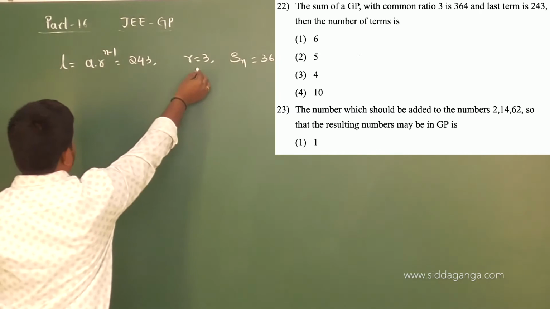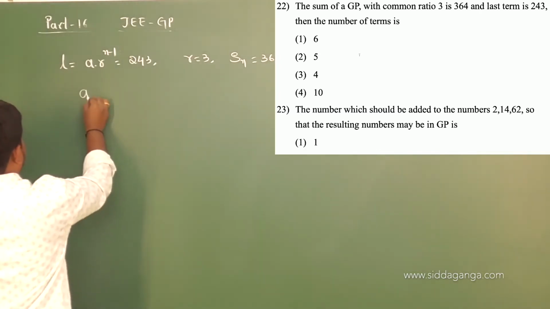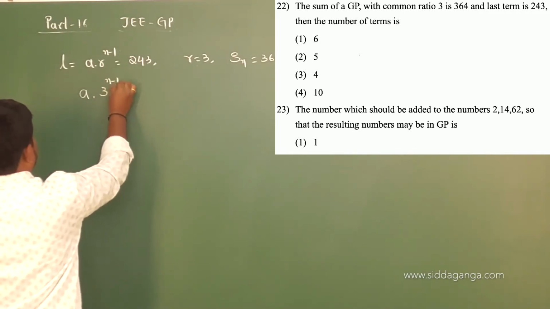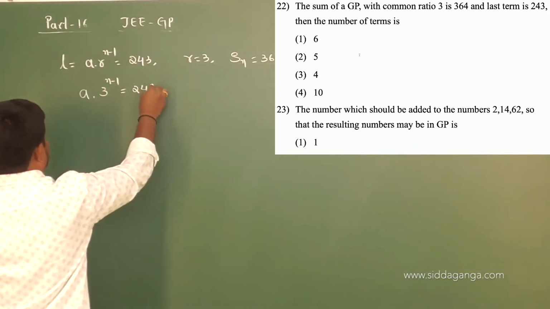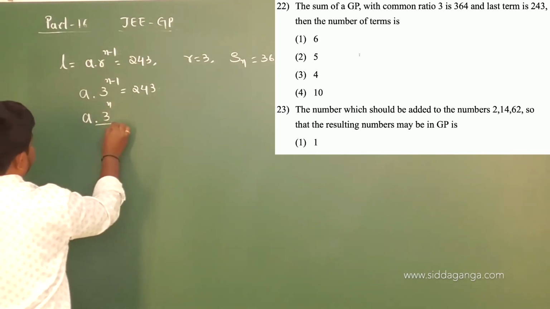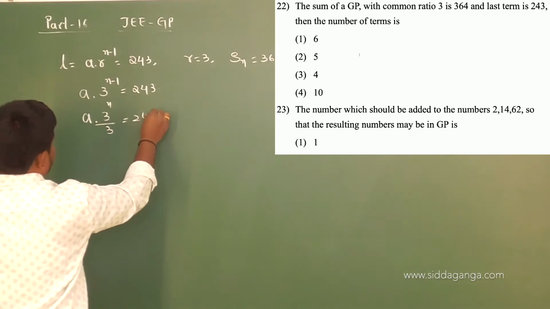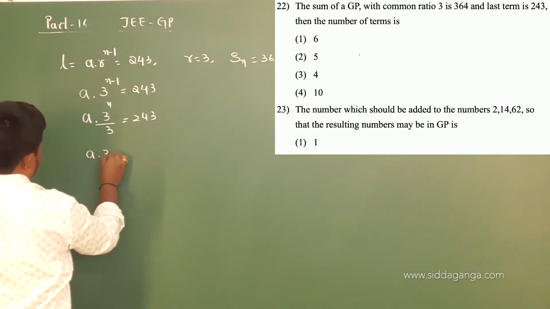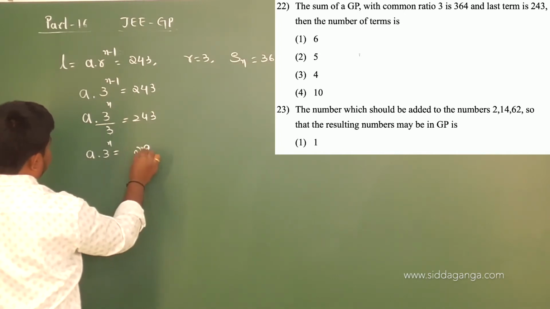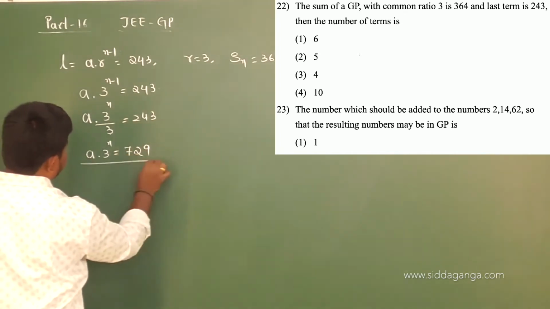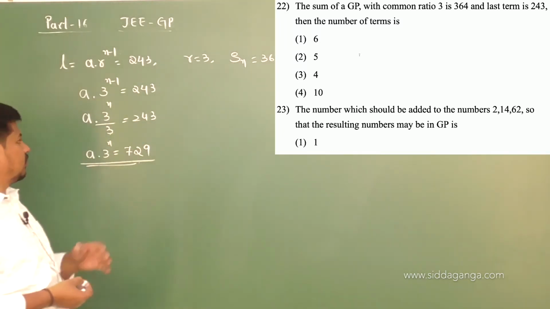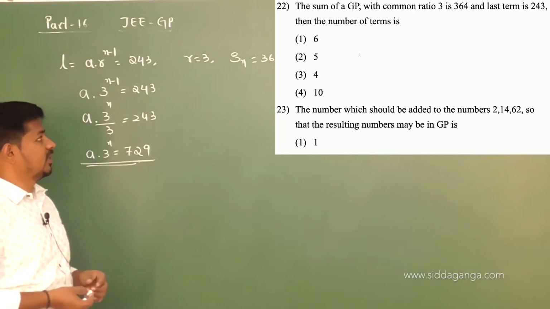So here we have r, right? Okay, let me write a into r means 3. So 3 power of n minus 1 is equal to 243. Or I can write this as a into 3 power of n by 3 is equal to 243. Or a into 3 power of n is 243 into 3, that's what 729. Okay. So a into 3 power of n gives the value 729. So this will be used to find the n.